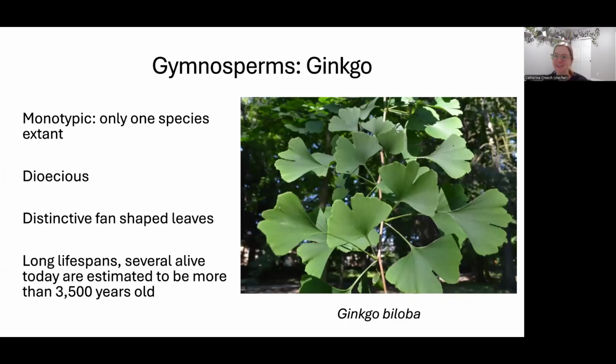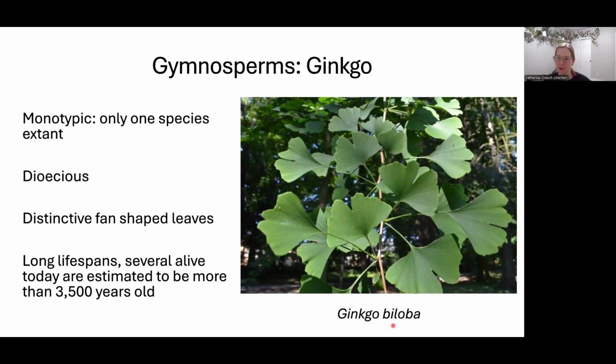Next is our ginkgo. Ginkgo is amazing. It is monotypic, mono being one, typic being type. So there's only one species left in this genus. That is Ginkgo biloba. So any ginkgo you've ever seen is Ginkgo biloba. Ginkgo biloba is beautiful. It has male plants and female plants. That's dioecious. It's got this distinctive fan-shaped leaf.